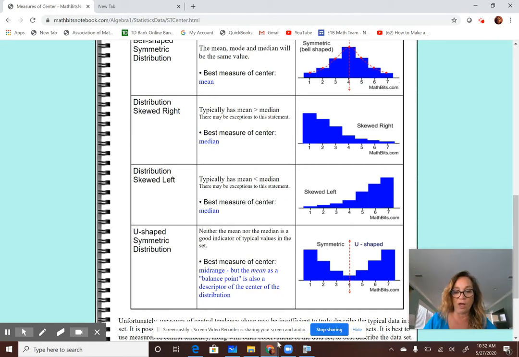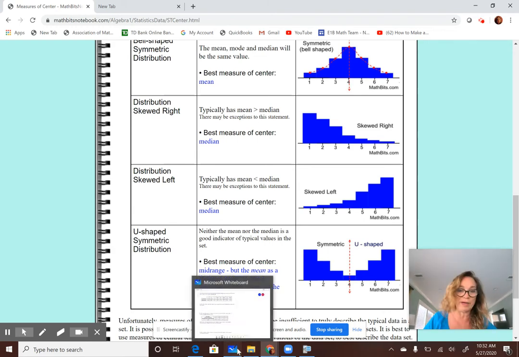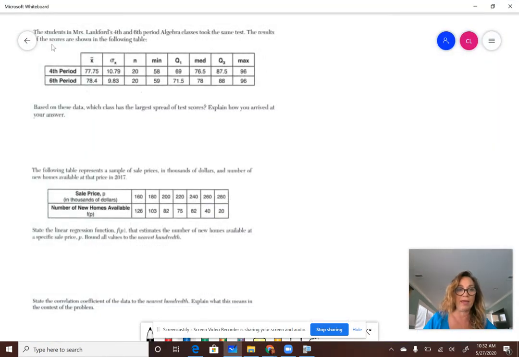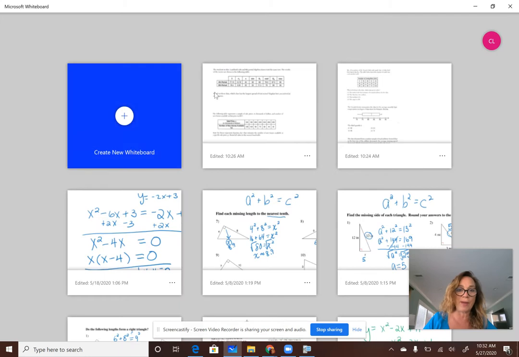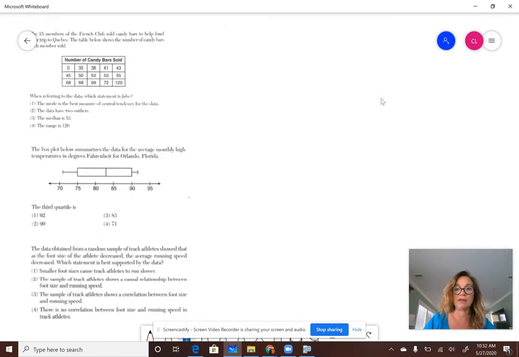And now I'm going to go on to page 27. And this is page 28, so I just got to go back a little bit. Here's page 27. Hopefully that'll come up. Okay. So page 27. 15 members of the French club sold candy to help fund a trip to Quebec. When referring to the data, which statement is false?